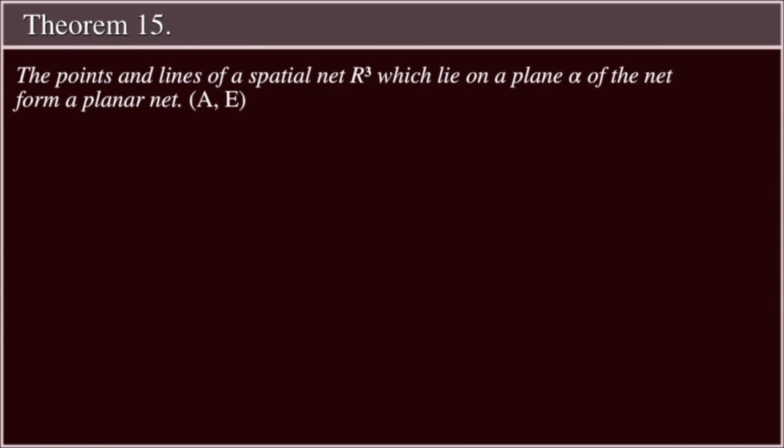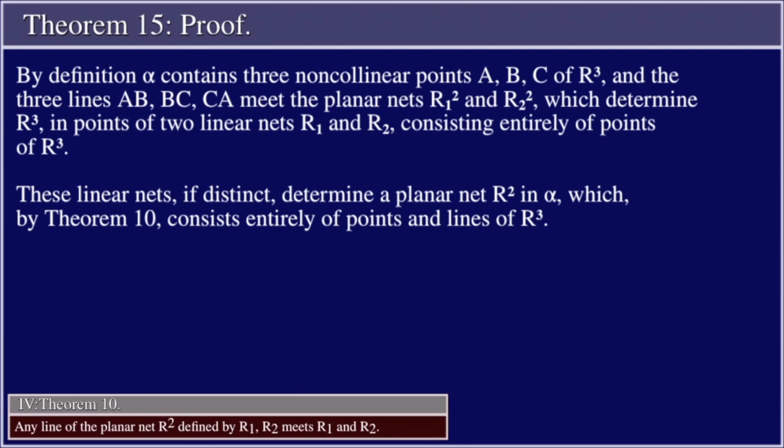Theorem 15. The points and lines of a spatial net R cubed, which lie on a plane alpha of the net, form a planar net. Assumptions A and E. Proof. By definition, alpha contains three noncollinear points A, B, C of R cubed. These three lines, AB, BC, CA, meet the planar nets R1 squared and R2 squared, which determine R cubed, in points of two linear nets R1 and R2, consisting entirely of points of R cubed.